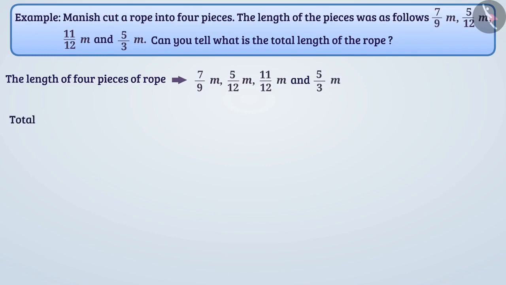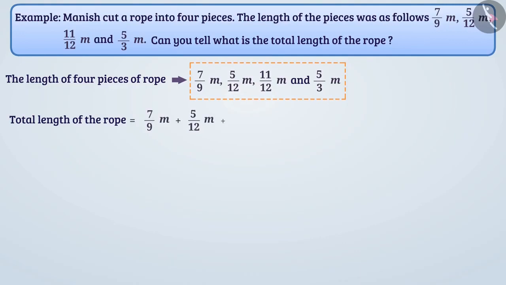Therefore, the total length of the rope will be the sum of these 4 pieces. Total length of rope is equal to 7/9 meter plus 5/12 meter plus 11/12 meter plus 5/3 meter. Here we see that the denominators of 5/12 and 11/12 are equal. So it is easy to add them.